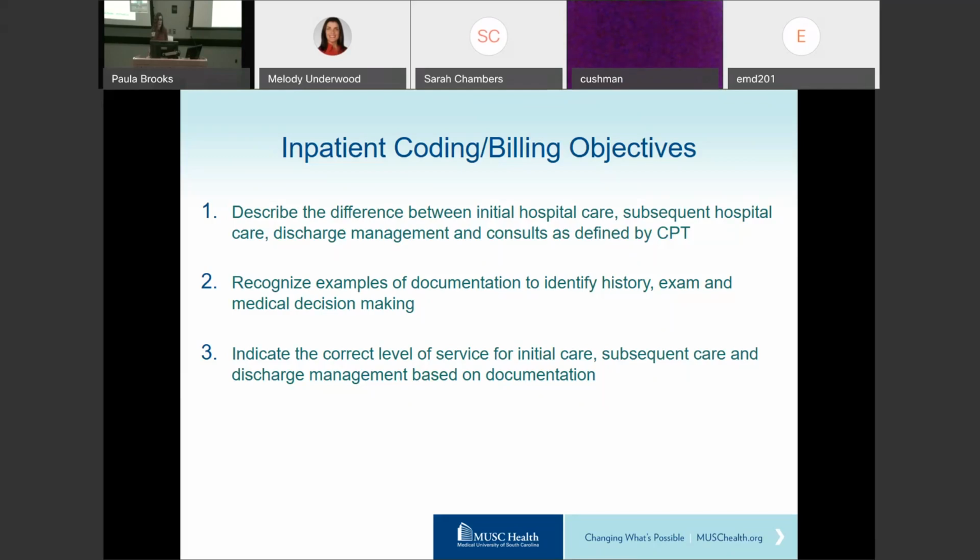Some of you may hear inpatient initials referred to as HMPs, or sometimes they call them admission codes. For subsequent care, you may hear those referred to as daily progress notes or follow-up visits.